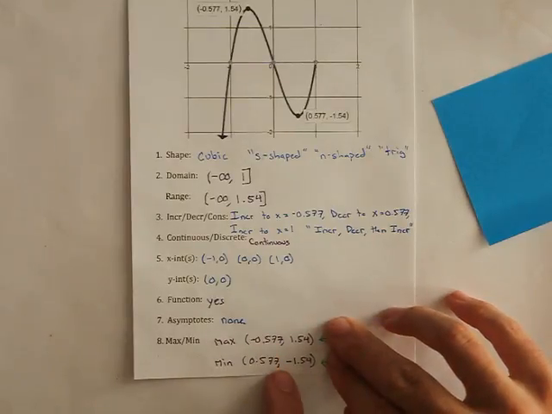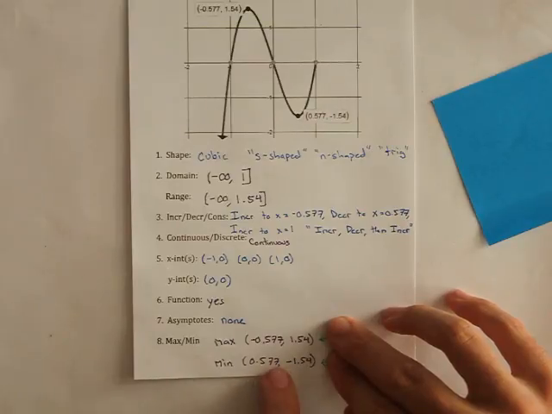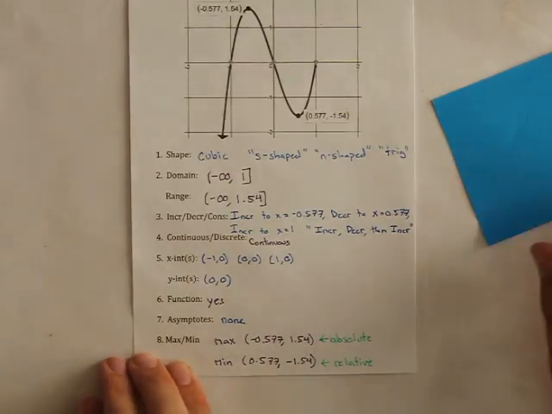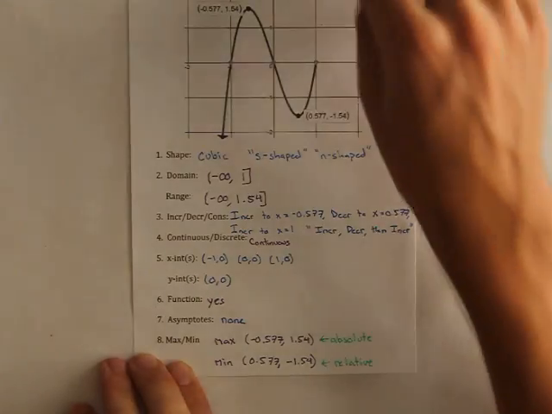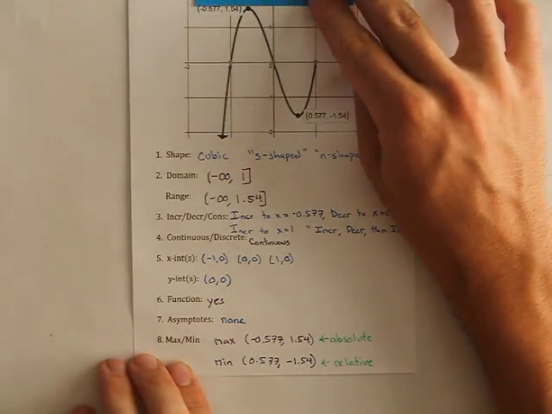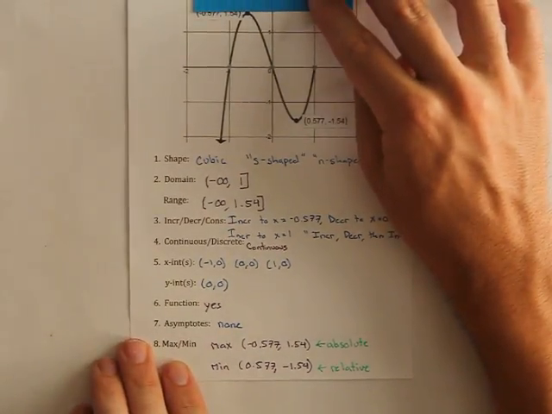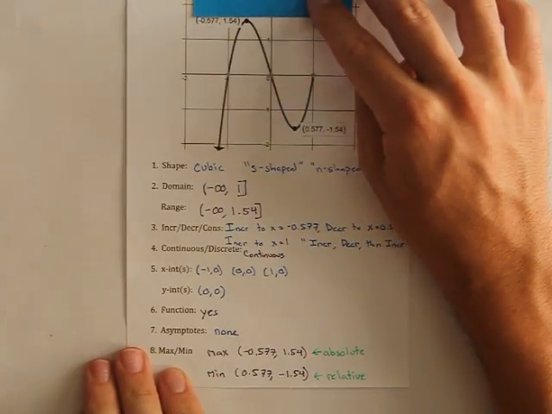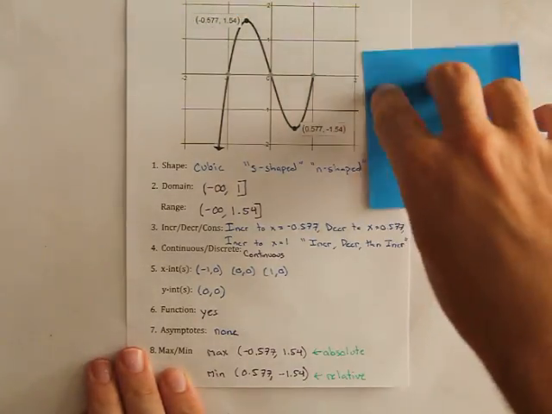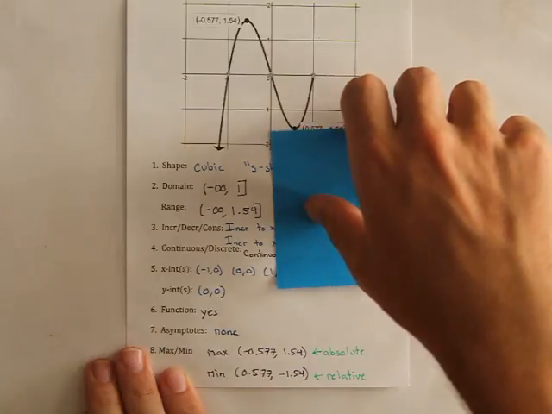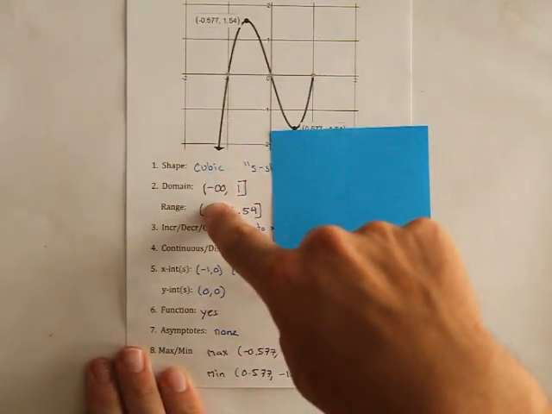Notice for both the max and min, I listed the entire ordered pair. Not just the y value, but the entire ordered pair. I want to know where it is on the graph, okay? Now here's the distinction we're going to make between the two. The first one we would describe as absolute. That is the absolute highest or the absolute maximum that the graph ever reaches. Now this other one, while it behaves as a minimum, technically the graph goes lower.